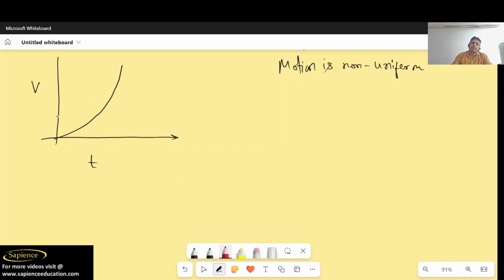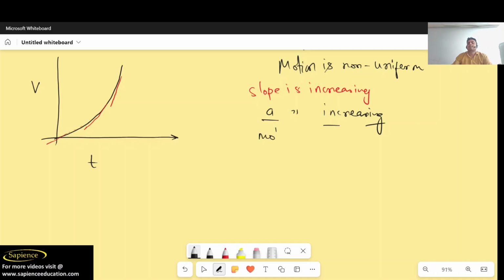See here, at every time slope is what? Increasing. Slope is increasing. If slope is increasing means what? Acceleration is increasing. If acceleration is increasing, then your motion is what? Motion is non-uniform. And if you want to find distance, so distance will be area under this curve only.